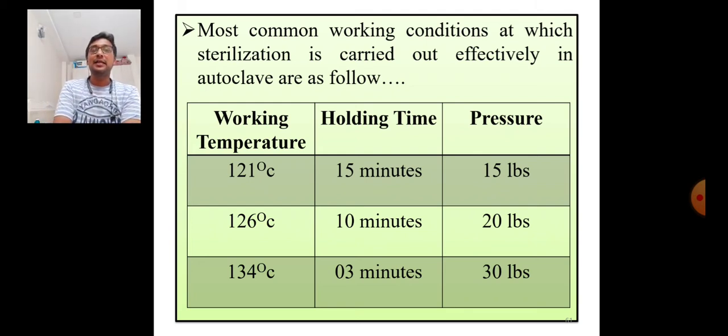The most common working conditions at which sterilization is carried out effectively in the autoclave are mentioned as follows. Now this was in the chart or the table which was representing the most common working conditions of the autoclave when the autoclave is used as a sterilizer. Working temperature 121 degrees Celsius, holding time 15 minutes and the pressure is 15 lbs. Second condition is 126 degrees Celsius, holding time of the material is 10 minutes and the pressure is 20 lbs. Third condition, working temperature is 134 degrees Celsius, holding time is 3 minutes and the pressure is 30 lbs.